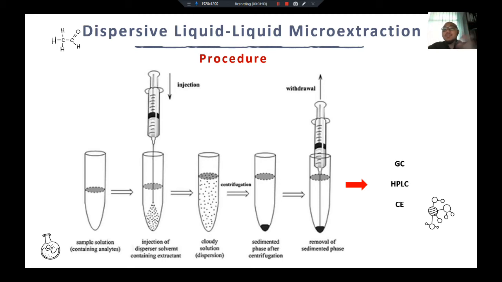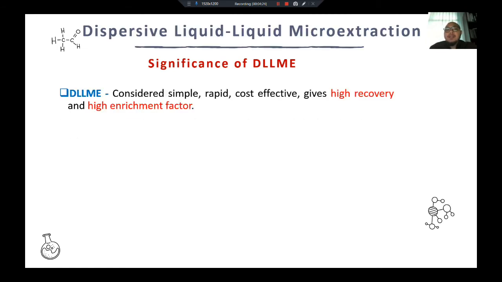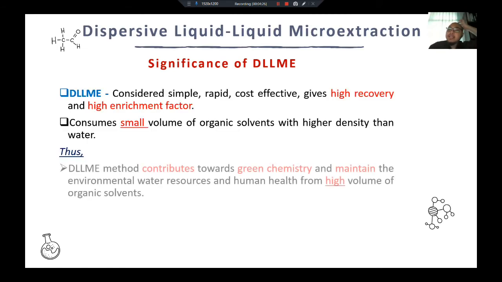The analyte will become more concentrated in your extractant solvent, so this extractant solvent will enrich. For 5 mL to 1 mL, it reaches 5 times. Imagine if your sample is 10 mL and you pre-concentrate into 1 mL, it becomes a pre-concentration factor of 10, ten times more concentrated. That's why it can give us high recovery and high enrichment factor.